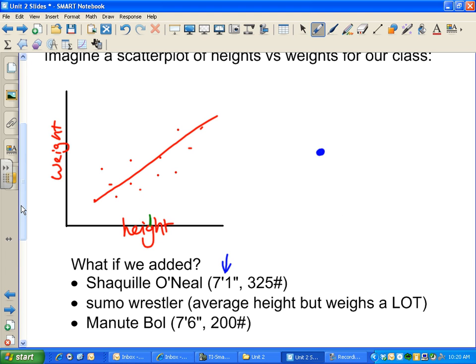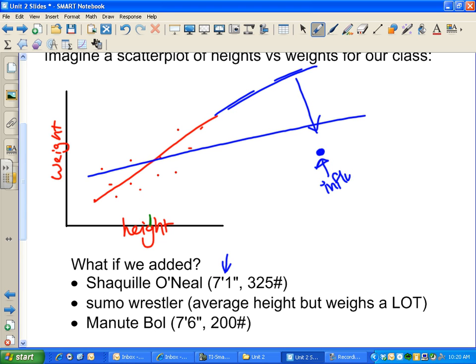So what's going to happen is this point that's not following my trend is going to pull the slope of the line down towards it. So I'm going to end up with a new line that's probably something a little bit more like this. It's pulled my slope down, so this point right here, Manute Bol, is influential. Without him, I have a different slope, a different line. So again, just some examples of some weird points and how they can affect our lines.